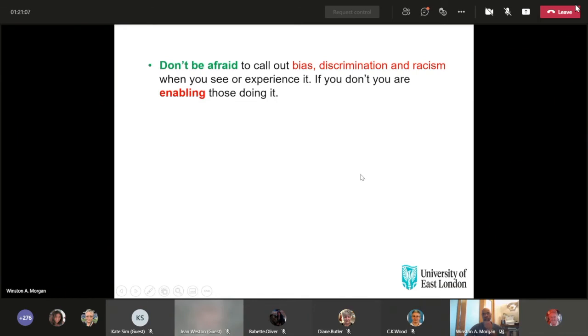Don't be afraid to call out bias, discrimination, racism when you see or experience it. If you don't, you are enabling it. That's really important. You have to be part of the process. So you need to become an ally, or more ideally an accomplice in the fight for social justice. You have to be an active participant, not just sit there and say yes.